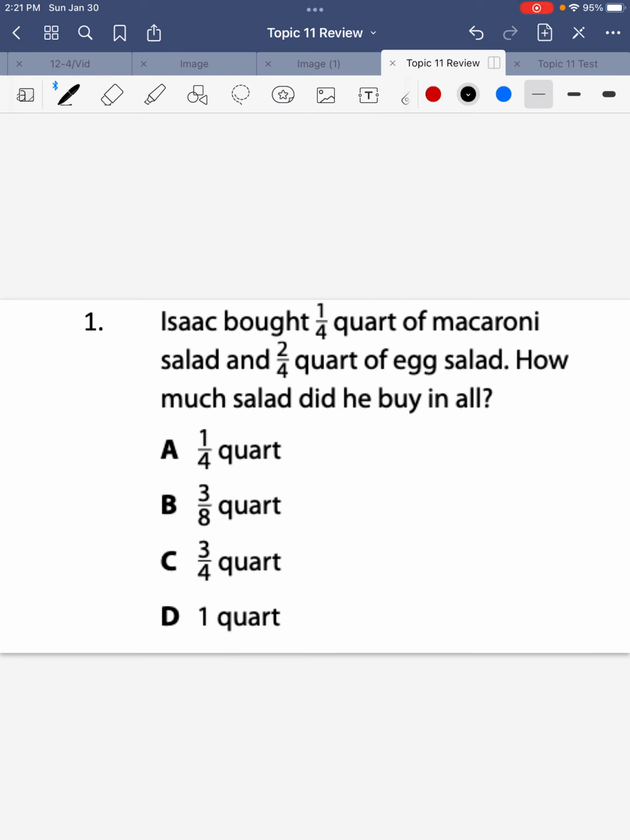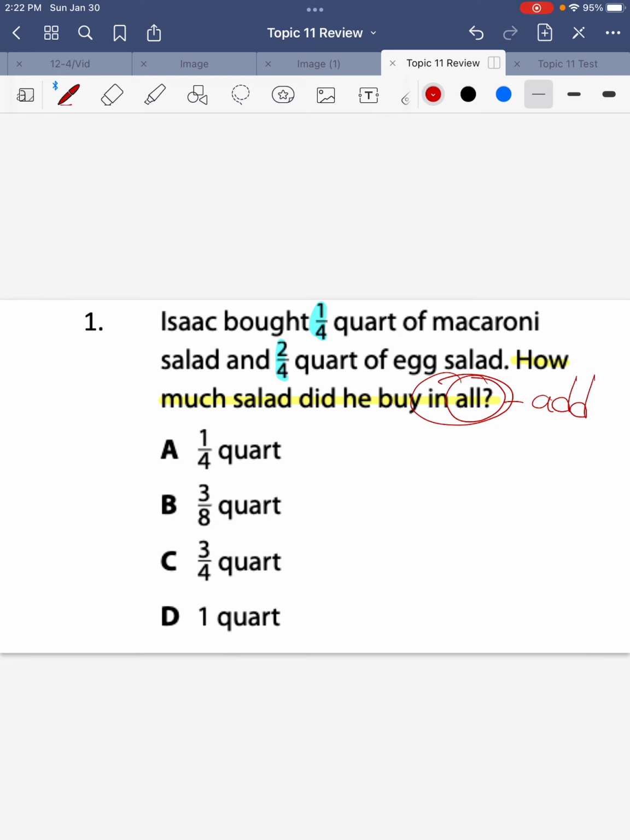So the first question says, Isaac bought 1/4 quart of macaroni salad and 2/4 quart of egg salad. How much salad did he buy in all? So our key word here is "in all." Remember, when it says in all, we have to add.